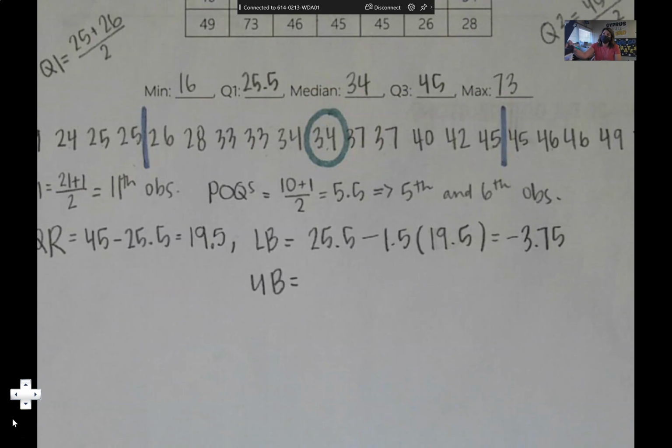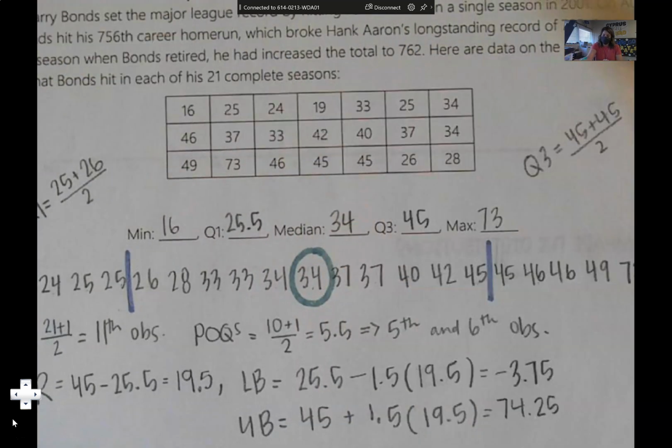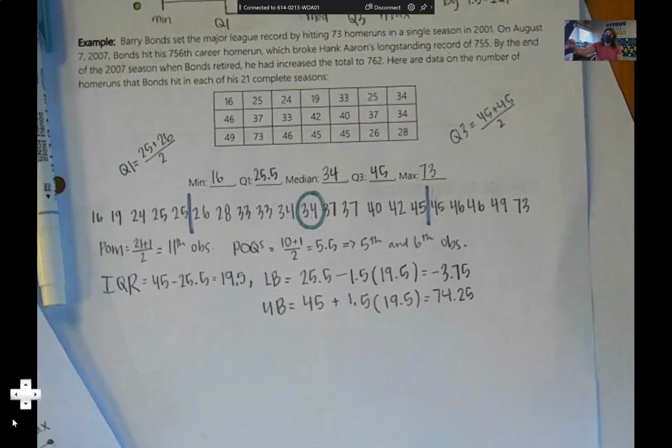Okay, you guys find the upper bound without me giving you the formula, and I'll pull a stick for that one. Okay, she's in the next period. Abby's not here. Victoria, what did you get? Perfect, 74.25. So, surprisingly enough, this one season where he hit 73 home runs was not an outlier. Does that surprise you guys?